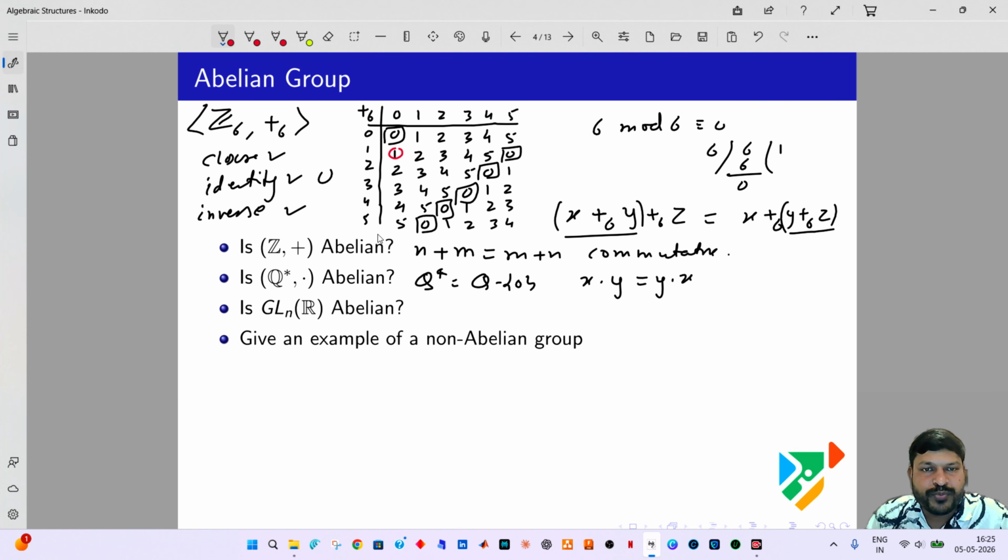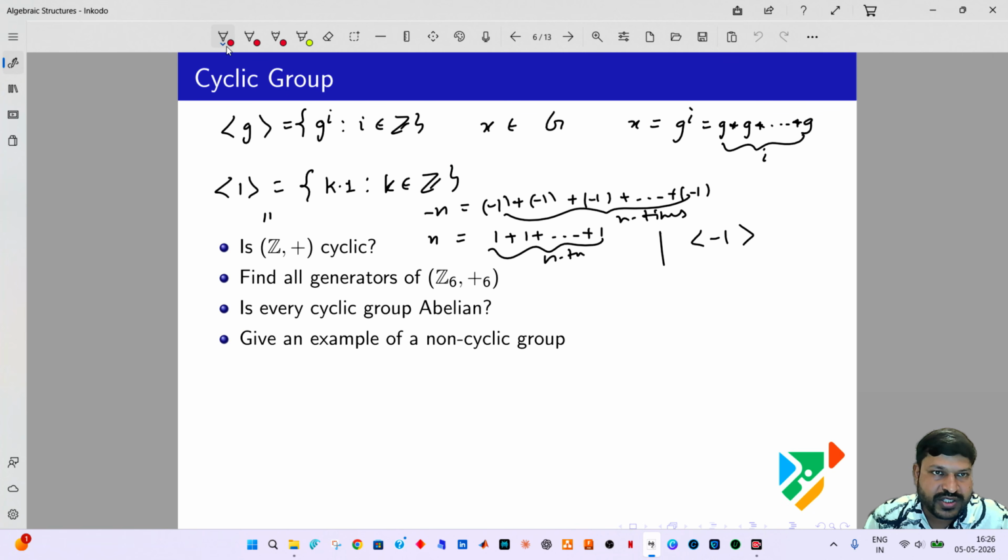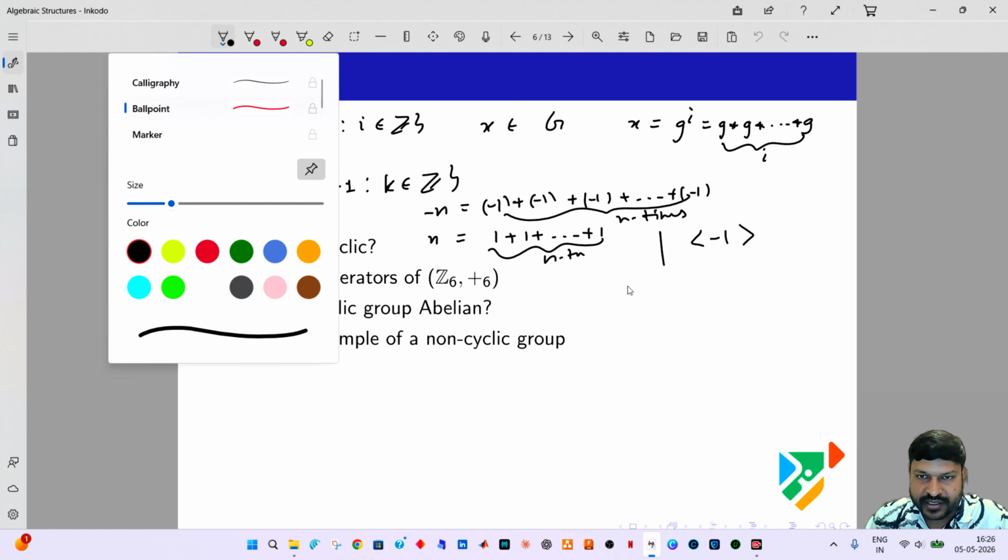1. What is 1 plus 1? 2. What is 1 plus 1 plus 1? 3. What is 1 plus 1 plus 1? 4. What is 1 plus 1 plus 1 plus, and so on. So you see, it is going to give you all the elements. In other words, 1 is your generator.